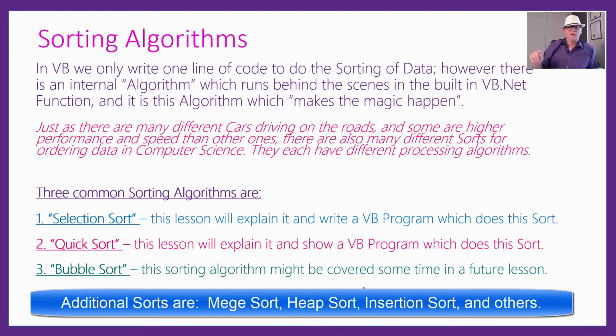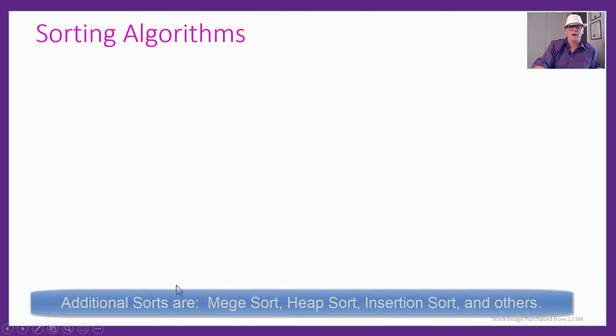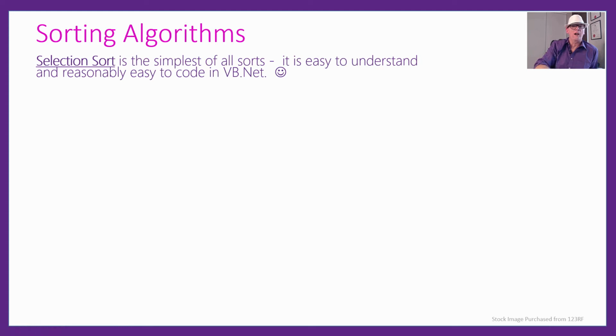And in the course that we're teaching for the Victorian software development course, the two sorts students have to know are selection sort and quicksort. So we're covering those ones. Bubble sort would have been nice to put in, but we didn't have time, and it's not in the course we're currently teaching, so we've left that one out.